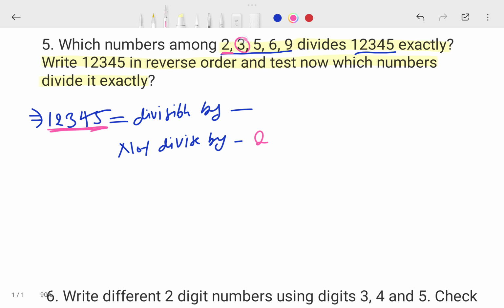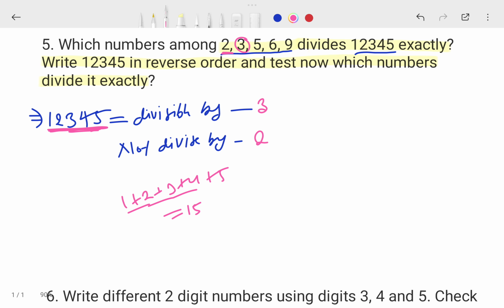Let's check whether this number is divisible by 3 or not. If you want to check this, what do we have to do? We have to add this: 1 plus 2 plus 3 plus 4 plus 5. If you add, 3, 6, 10, 15, it's going to be 15. Is 15 in the 3 table? Yes, it is there. So this number is divisible by 3.